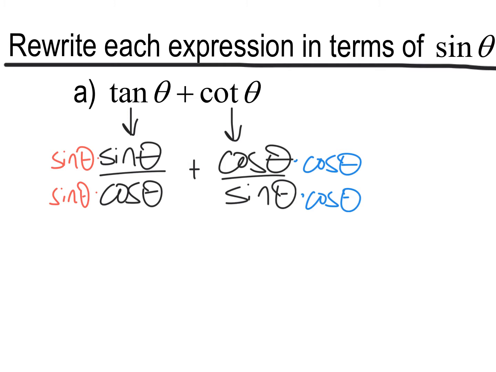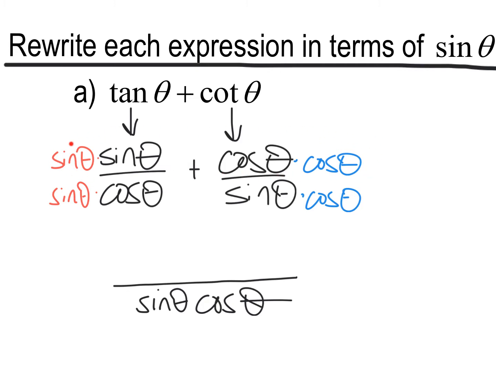And whatever you do to the bottom, remember you have to do the top. That's how you make a common denominator. So sine cosine is in the bottom of both of my fractions. So now that they are both the same denominator, I can write them as the same denominator, sine theta cosine theta. And what I'm going to do is just add everything in the top.